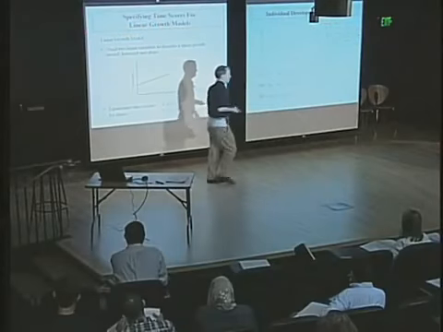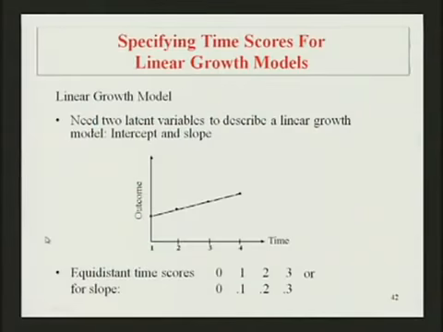So slide 42 tells you the story of a linear growth model, and you need two latent variables to describe a linear growth model, the intercept and the slope. That is eta 0 and eta 1. And you have it shown here. For instance, you have 4 time points. And in this case, you can think of math achievement in grades 7, 8, 9, 10.